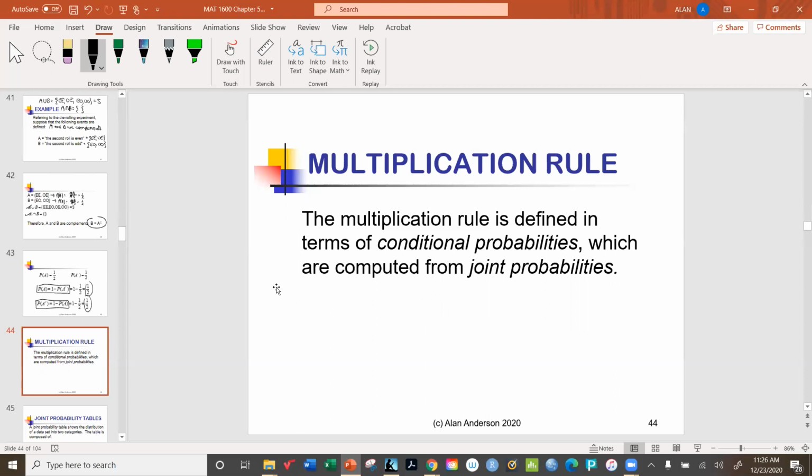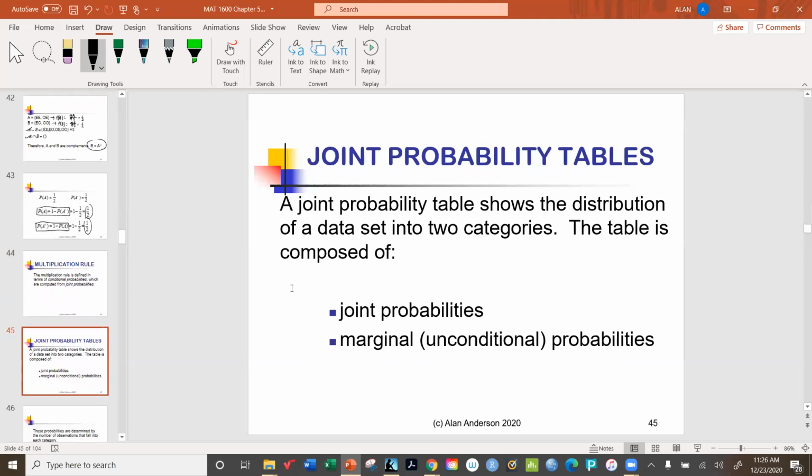And so we're going to start by introducing what's called a joint probability table, which shows the so-called joint probabilities and what are also called marginal or unconditional probabilities. Now, the table will take a group of values and represent them based on 2 different classifications. So you'll see what I mean when we see our first example. It could be people ranked by their age and their incomes or something along those lines. So there'll be 2 characteristics that we're studying in a table like this.